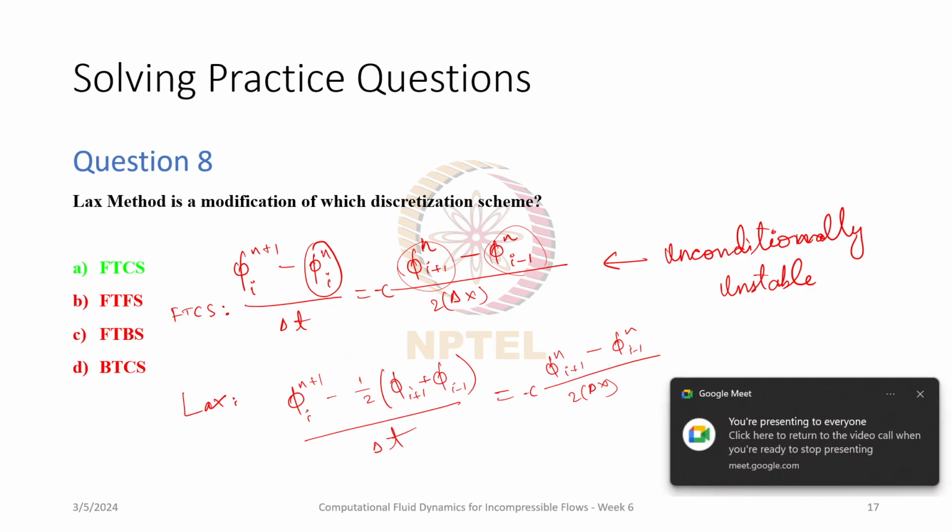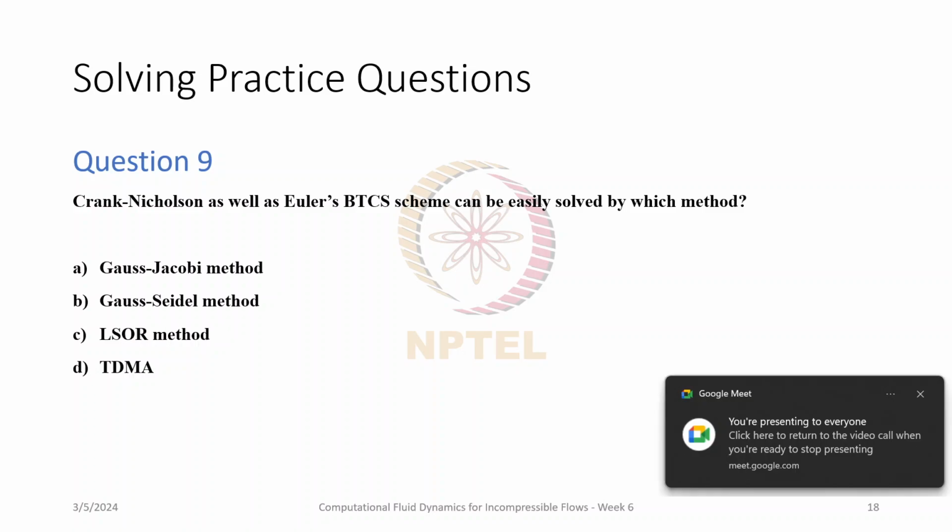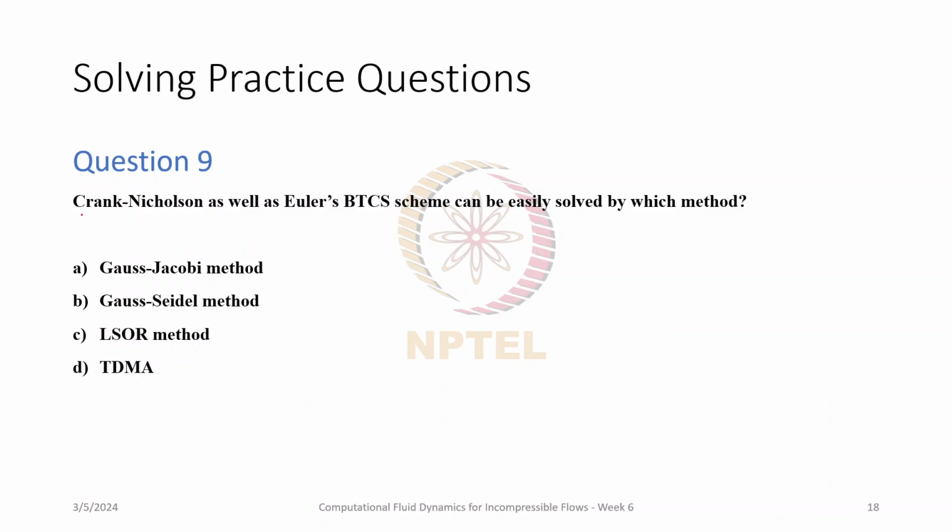Okay. So moving on, we'll move on to question number 9 now, which is asking us that Crank-Nicolson as well as Euler's BTCS scheme can be easily solved by which method? So, solution method. There are several solution methods which we discussed earlier. It could be a Gauss-Jacobi method, or a Gauss-Seidel method, or a line successive over relaxation, also abbreviated as LSOR method, or a tri-diagonal matrix algorithm method, also known as the Thomas algorithm.